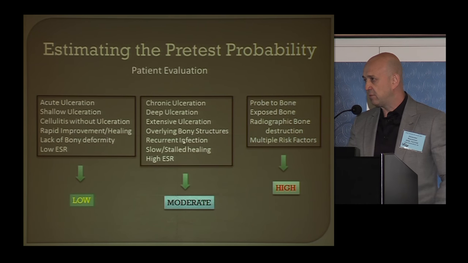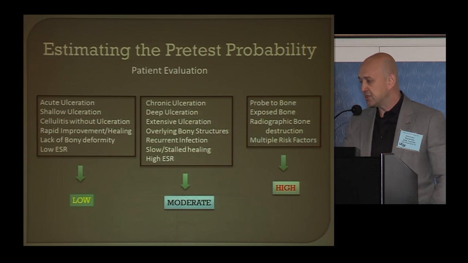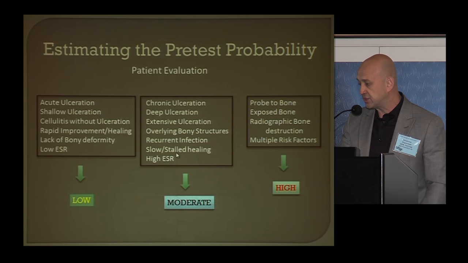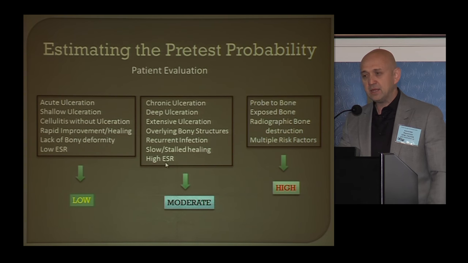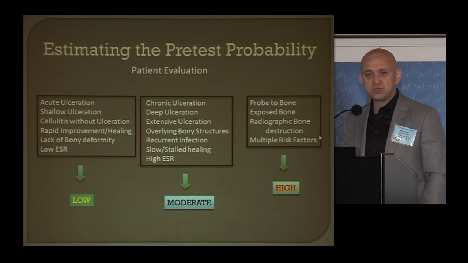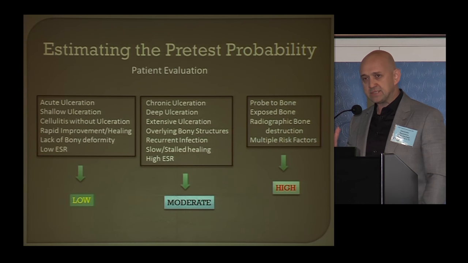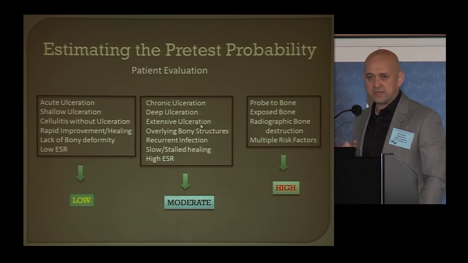The moderate pretest probability, let's say that's the pretest probability of 50%, okay? So what would that look like? That would be an ulcer that's been there for a long time, an ulcer that's deep, extensive ulceration, overlying bony prominence, recurrent infection, slow or stalled healing, and high SED rate or CRP. Now, if we move to the high pretest probability, then that's an ulcer that probes to bone, possibly has radiographic signs of erosions consistent with osteomyelitis. So these two boxes are 50% and higher pretest probability.